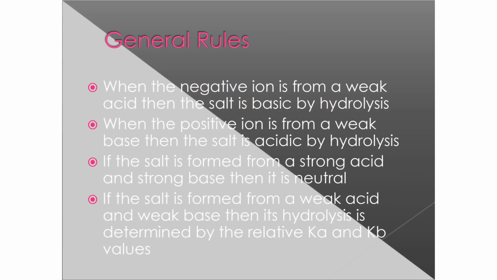Let's now summarize with some general rules. When the negative ion is from a weak acid, then the salt is basic by hydrolysis. When the positive ion is from a weak base, then the salt is acidic by hydrolysis. If the salt is formed from a strong acid and a strong base, then it is neutral. And if the salt is formed from a weak acid and a weak base, then its hydrolysis is determined by the relative strength of the Ka and Kb values.